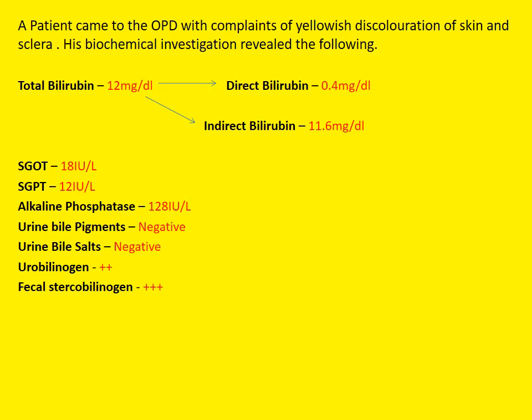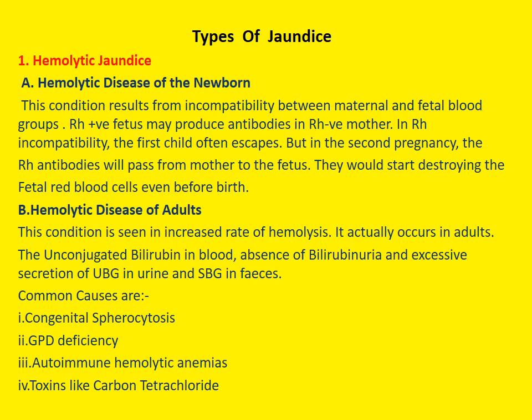So after considering the results, we can see that it is a chart of hemolytic jaundice. It is a chart of hemolytic jaundice. There is no confusion. Okay, so it is a chart of hemolytic jaundice. Next we come.